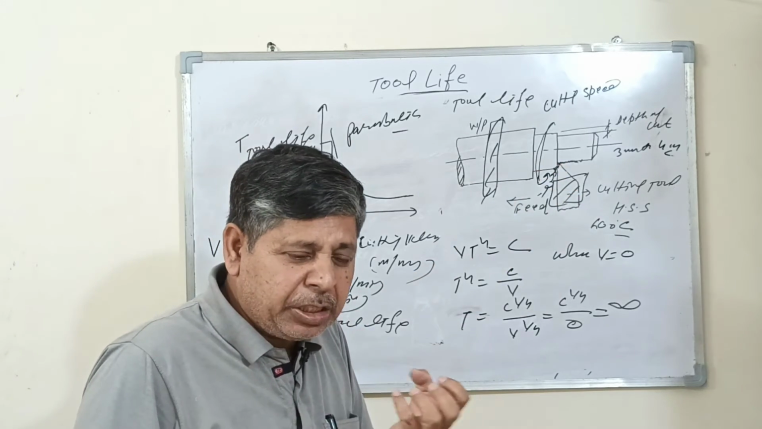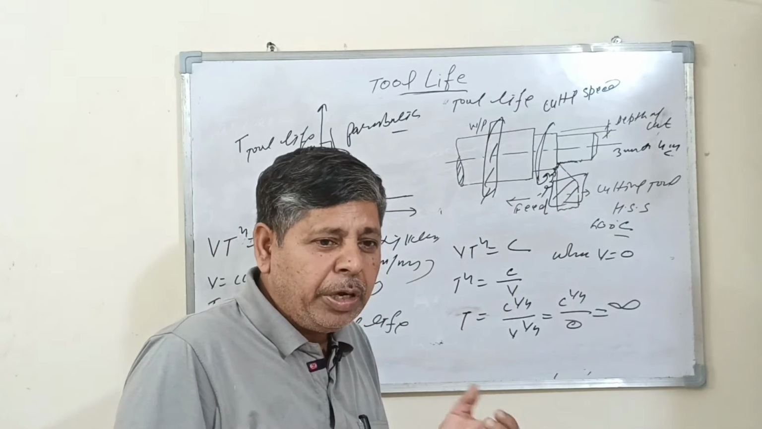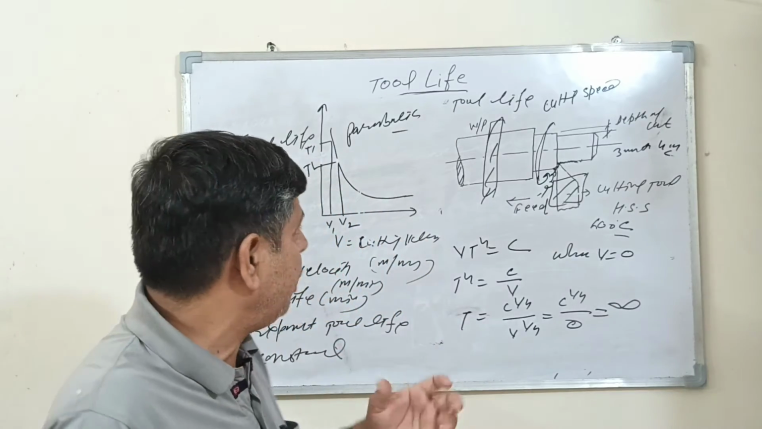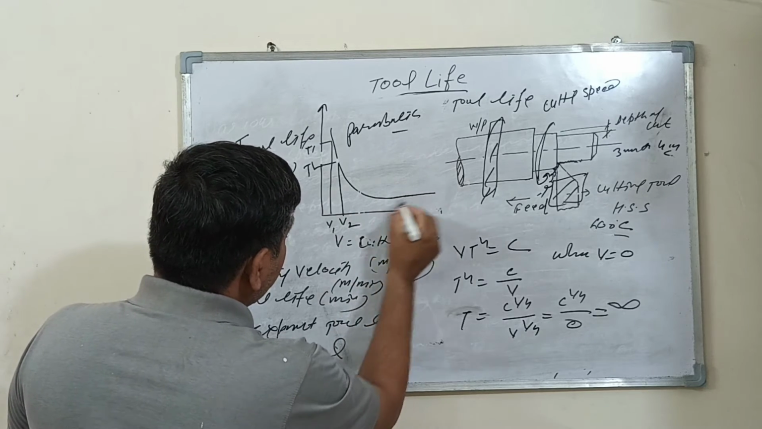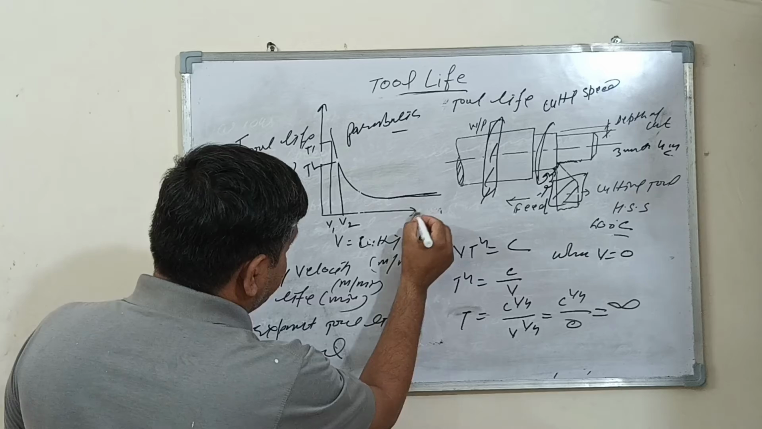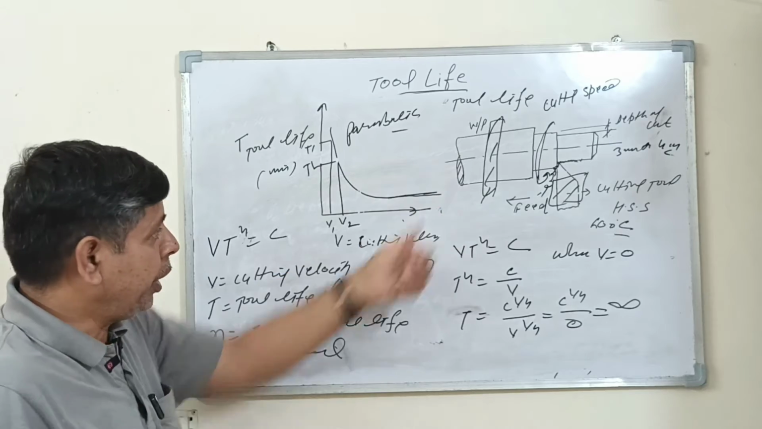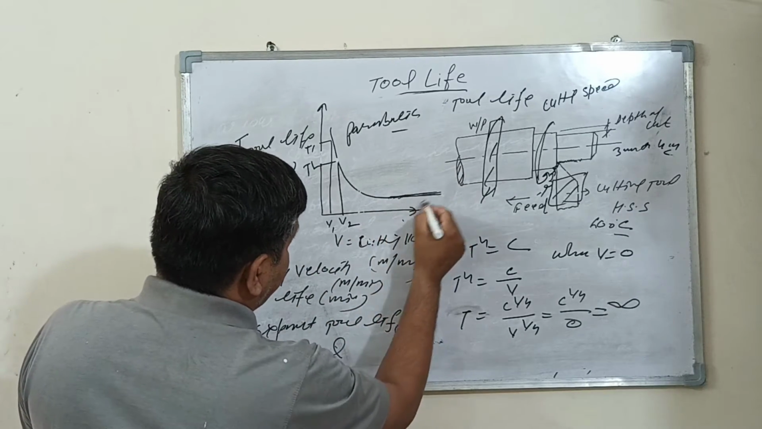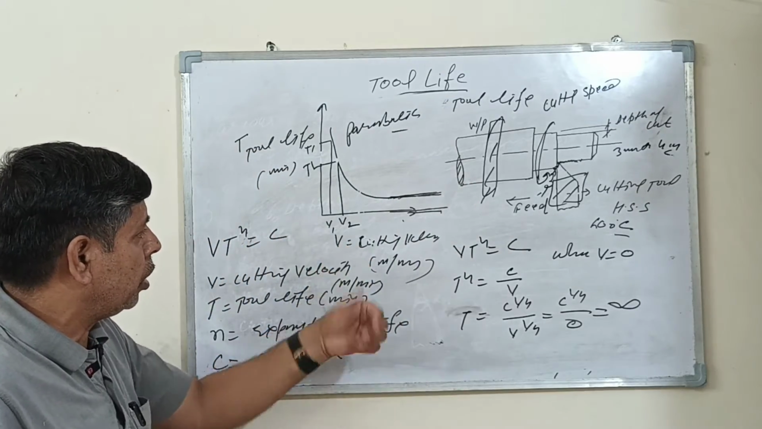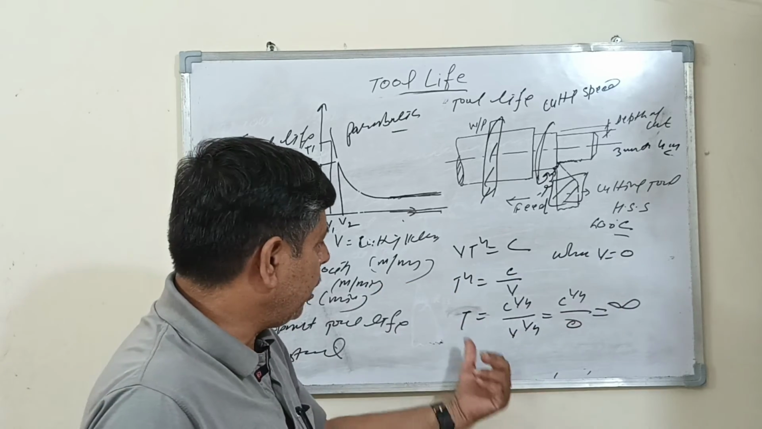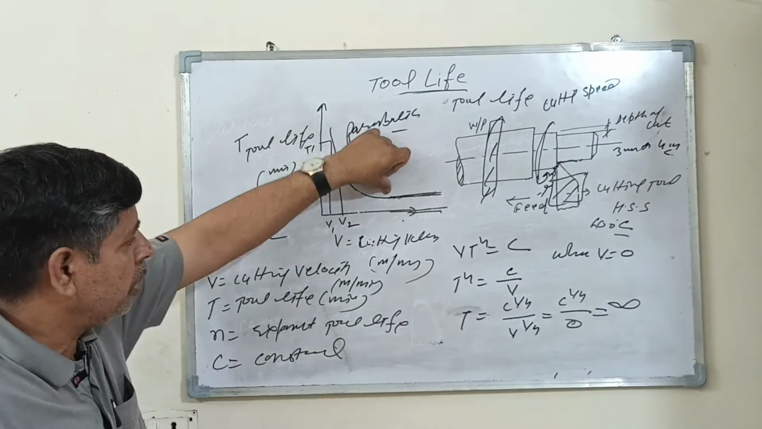This is the point of the cutting tool after damaging, to give some finishing on this workpiece in nano and micro mm. After some time, this curve is parallel to this curve, parallel, they do not meet at any point. So it means that this line is parallel. It means that tool velocity will not be 0. It means that tool life will be infinity from this graph.